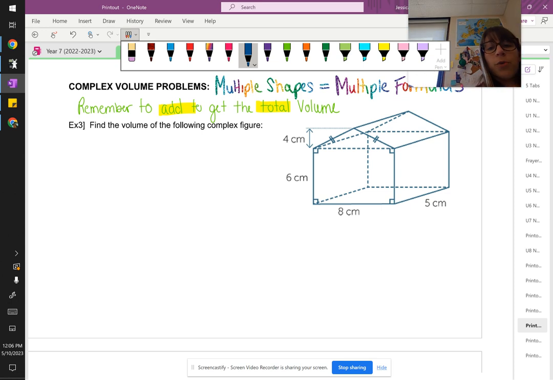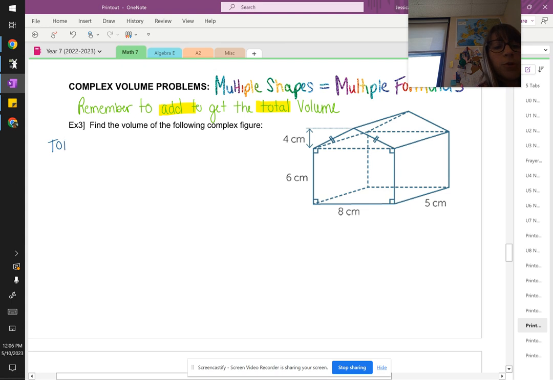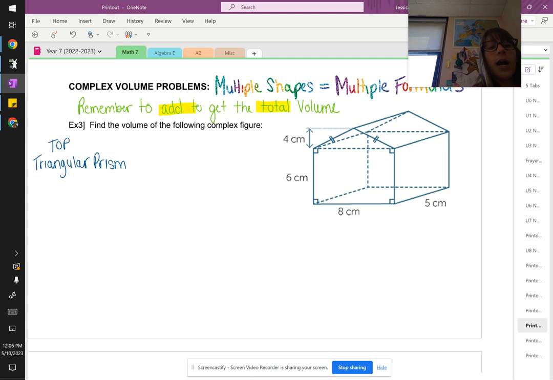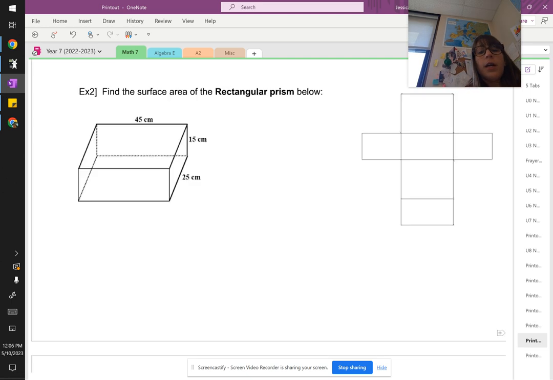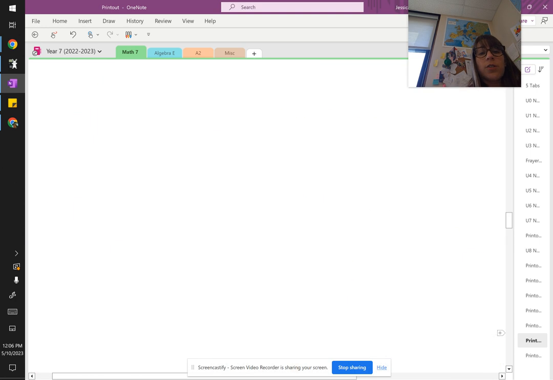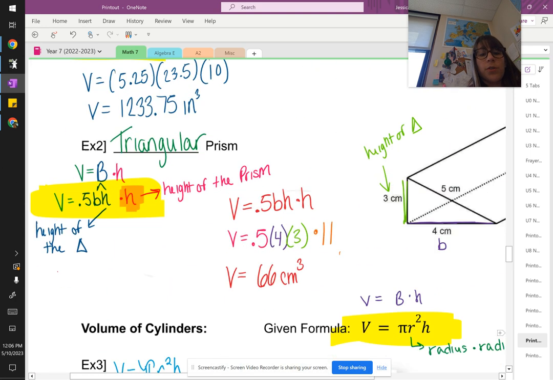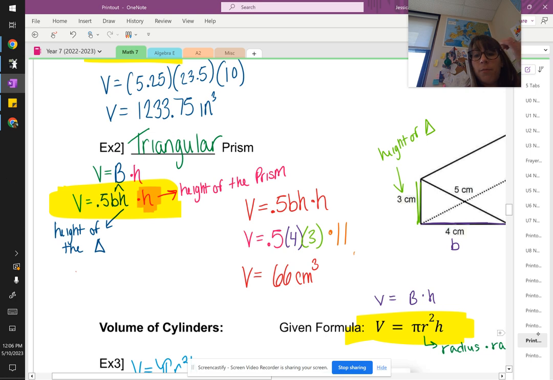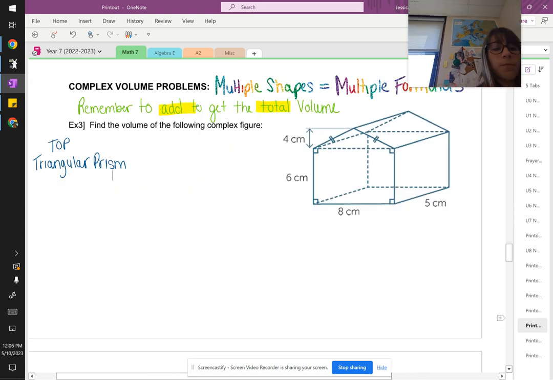And again, I'm just going to organize my work here. I've got a top shape, and I can see that the top shape is a triangular prism because it has a triangle in it. I'm looking up in my notes and recognizing that the triangular prism formula is 0.5 base times height times height. So volume equals 0.5 base times height times that second height.